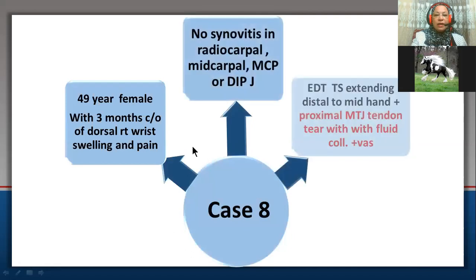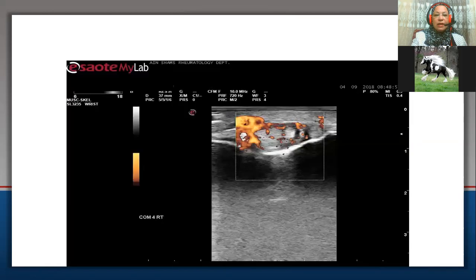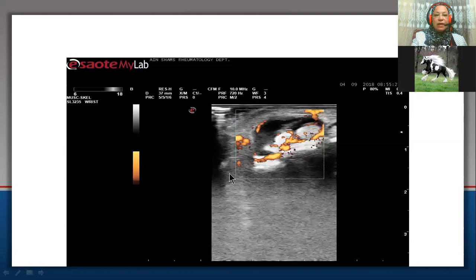Our last case was a female, 49-year-old, with a 3-month complaint of dorsal right wrist swelling and pain. On musculoskeletal examination of both hands, there was no synovitis in radiocarpal, midcarpal, metacarpophalangeal, or distal interphalangeal joints. But on examination of the extensor compartments at the wrist on the right side, there was mild tenosynovitis of extensor compartment 4, or of the tendon sheath of the extensor digitorum tendon.